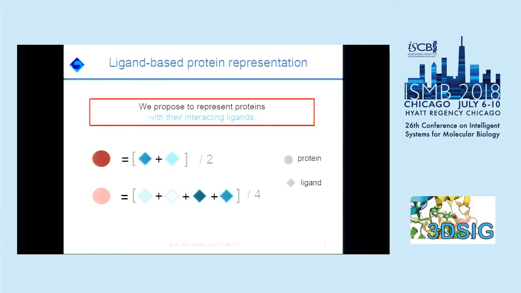And this is a simple schema of our model. You can imagine these two ellipses as the proteins, and the diamonds are their interacting ligands. The first protein has 2 distinct ligands, and the second one has 4 distinct ligands. And in a nutshell, we can say that a protein is equal to the average of its interacting ligands. So in our system, for a pair of proteins, the more ligands they have in common, the more similar they will be. And in order to define the protein, we need to first define the ligand itself.